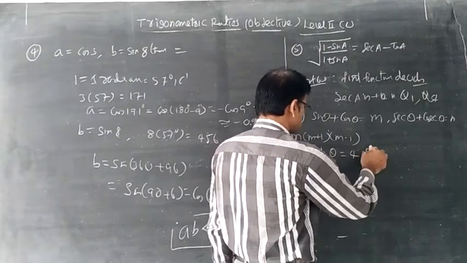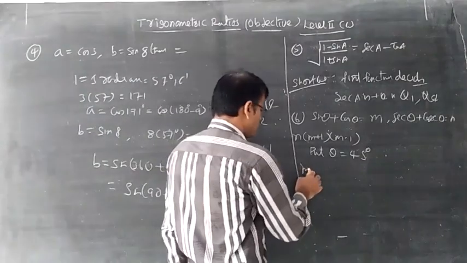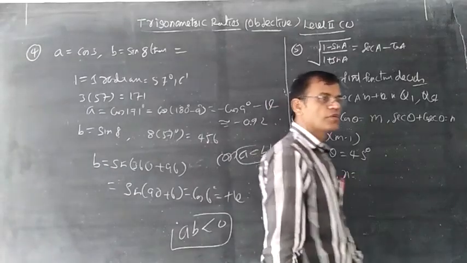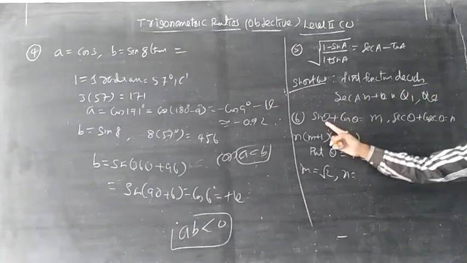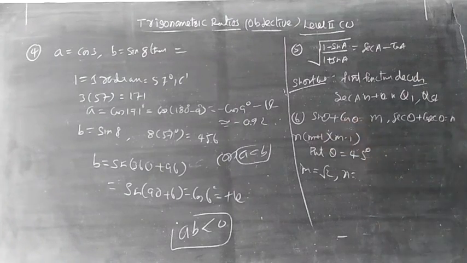Students, using shortcuts, so many sums you can do easily. So m becomes root 2 and n becomes root 2. How did you get it? Sin 45 value is 1 by root 2, cos 45 value is 1 by root 2. 1 by root 2 plus 1 by root 2 becomes 2 by root 2, and 2 by root 2 is root 2.